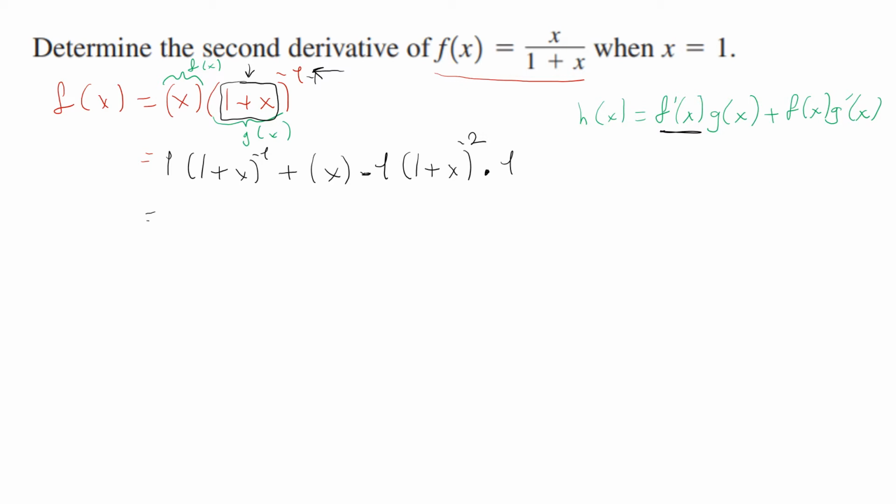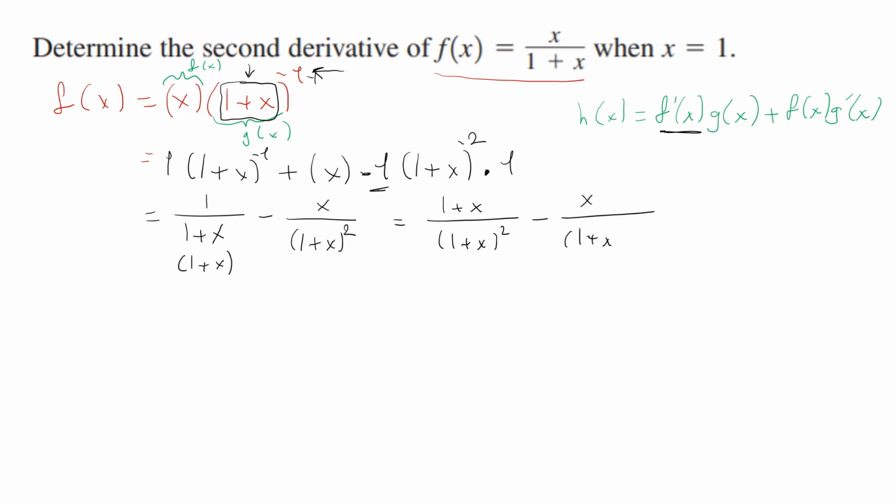So now I have the derivative saying 1 over 1 plus x, minus, because I have a minus right over here, x over (1 plus x) to the power of 2. Now to put these together, I'm going to multiply the first term by 1 plus x so the denominators are the same. When I do that, I end up with (1 plus x) all over (1 plus x) squared minus x all over (1 plus x) squared. So now I can cancel the x's out.